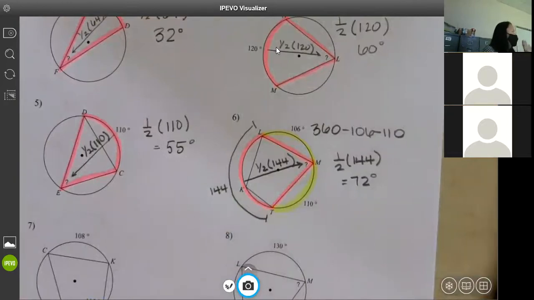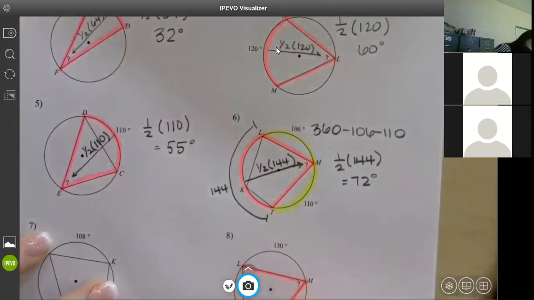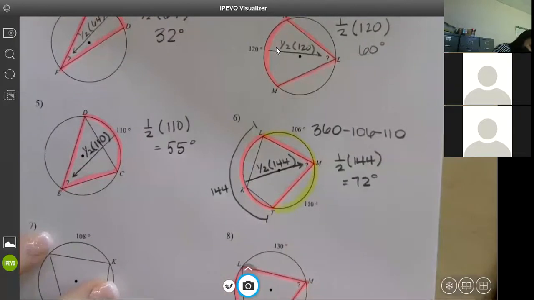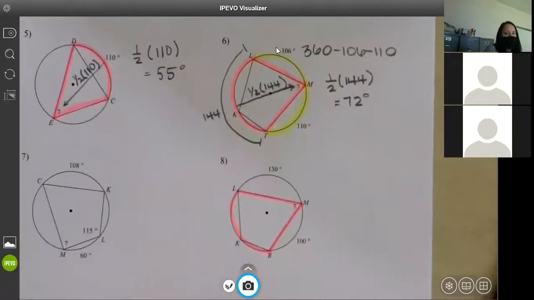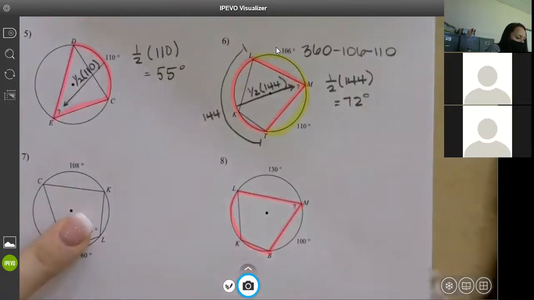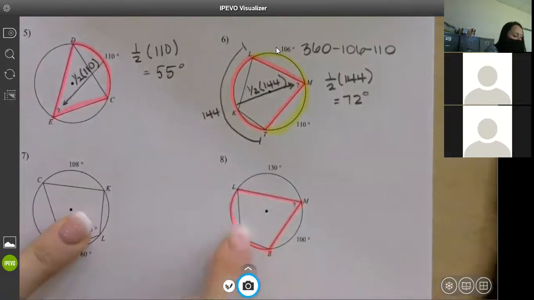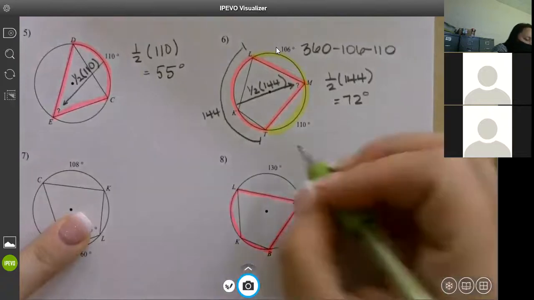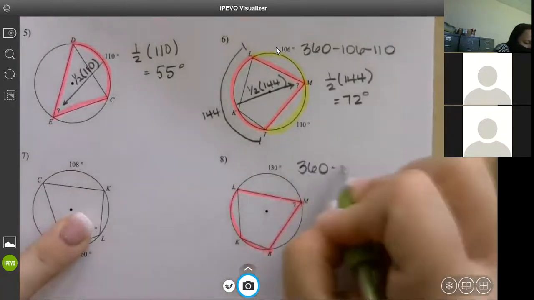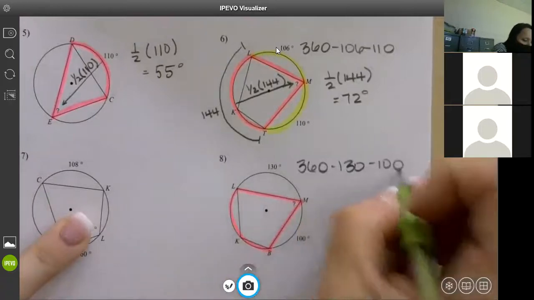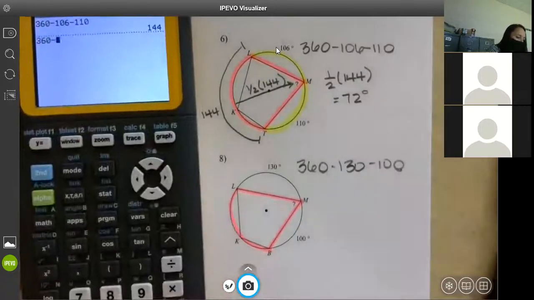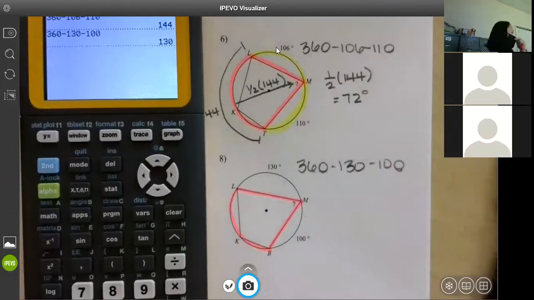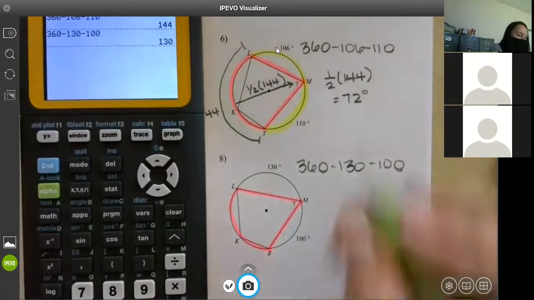Let's look at number 8. I'll come back to number 7, I promise. Number 8 is just like number 6. We have this angle but we need this arc. How do we find that arc? How do we find just this arc? So 360 minus 130 minus 100, which you probably could have done in your head. We get 130.